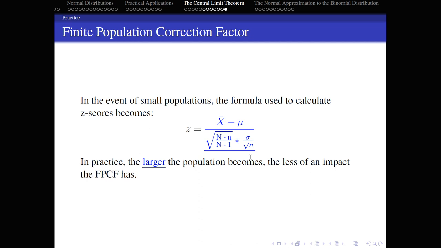So this has finished our discussion of the central limit theorem and how we apply this in applied situations. Next, we're going to talk about the normal approximation for the binomial distribution and how that can ease some of our calculations that can be complex or tedious when we have to do it by hand.